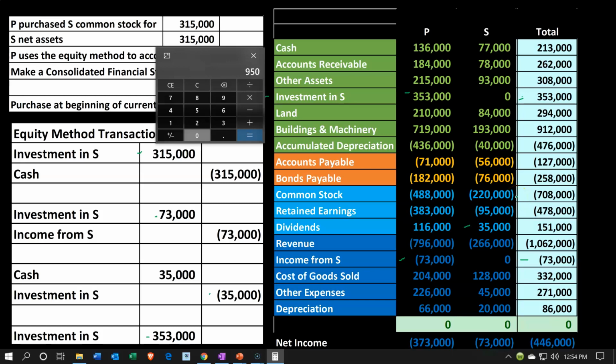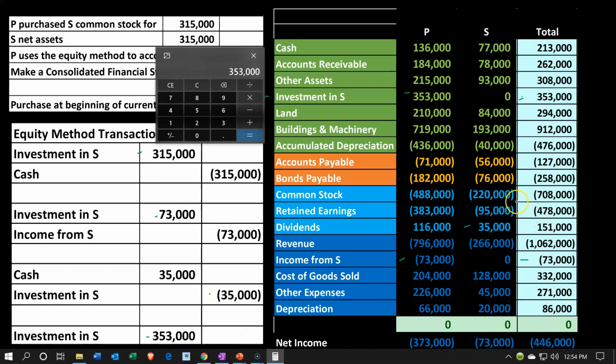In other words, if I take all the blue accounts over here for S, the 220,000 plus the 95,000 minus the 35,000, and then I've got to take the income too, which I can just take as the 73,000, or I can take this minus this. So I'm going to say plus the revenue, 266,000 minus the expenses, the 128,000 minus the 45,000 minus the 20,000. That equals the 353. So that's the 353 here.